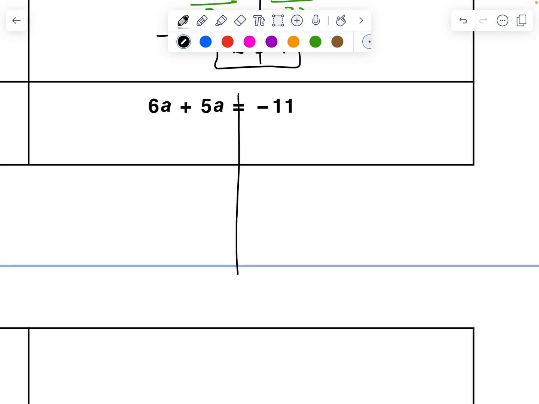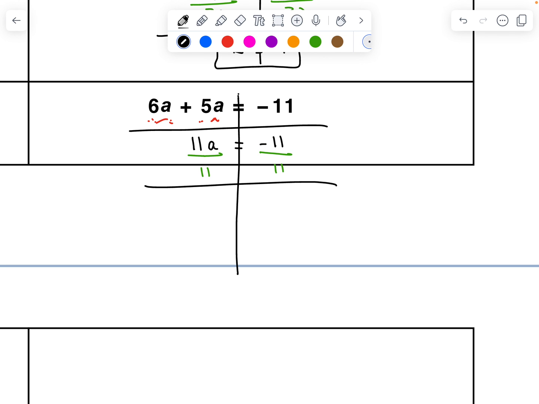Do I have any distribution looking at this problem? The answer is no. There's no parenthesis there. So I do have some like terms. I'm going to combine those together, again, exactly as I see it. So that's 11a. Step 3, add or subtract the constant number. I actually don't have a constant number on this, and that's okay. We just then move on to step 4, multiply or divide. And we're going to divide. And I get -1.